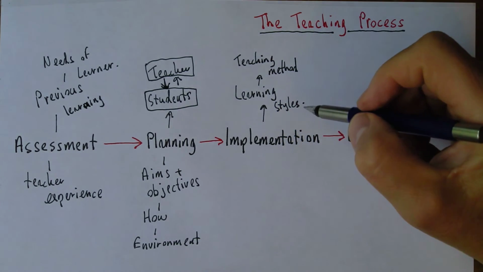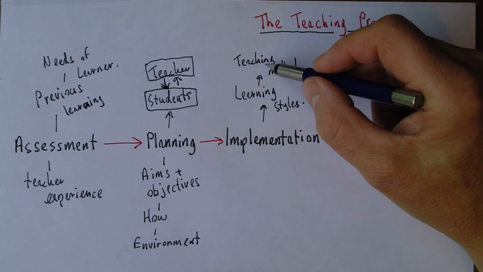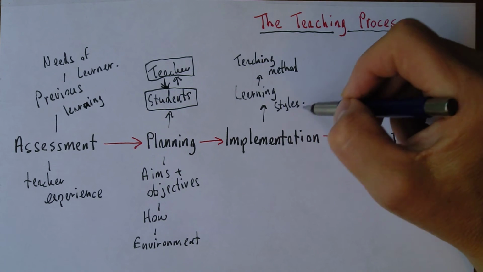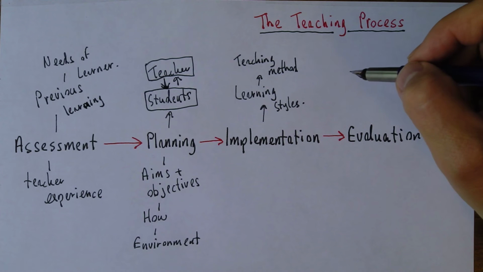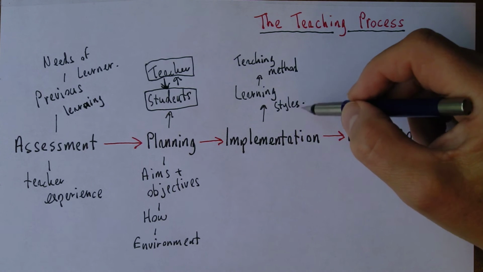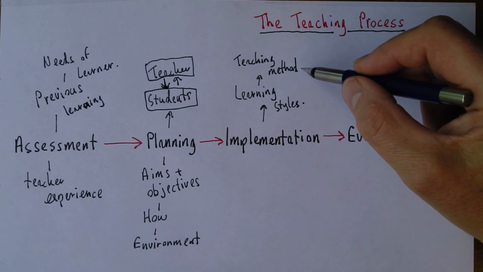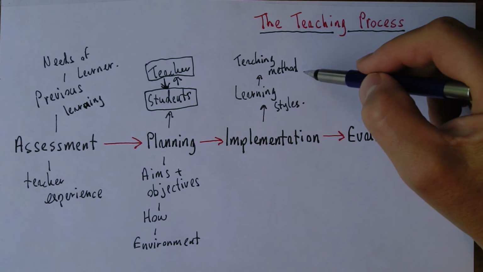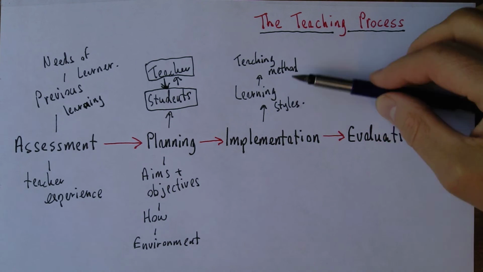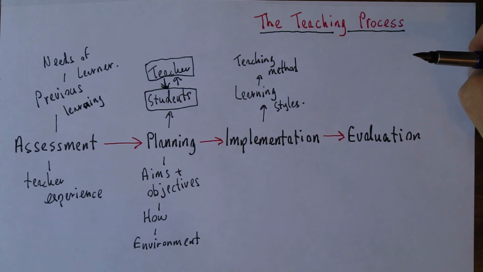So some people like to hear things so we can talk to them. Some people like to draw things so we can draw pictures. Verbal and visual ways of communicating. And this can inform our teaching method. So the way the students like to learn should inform our teaching method.